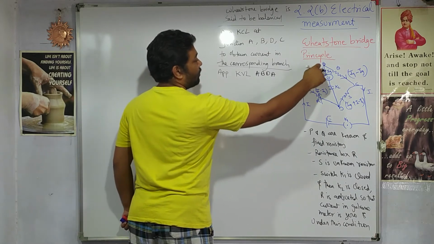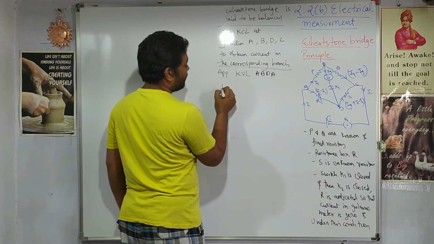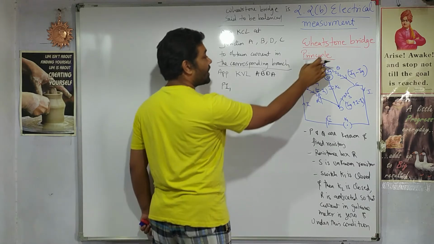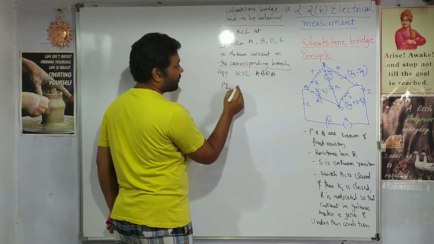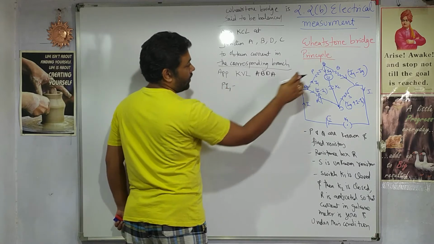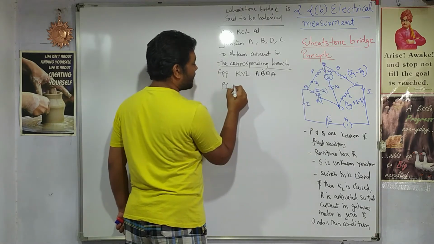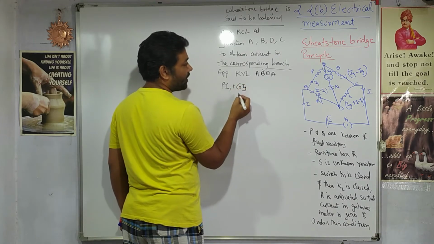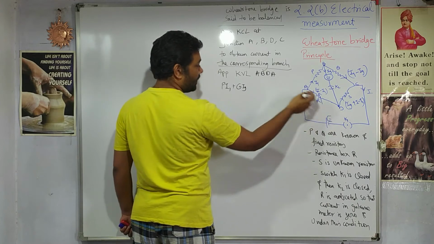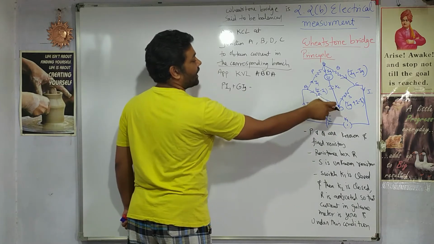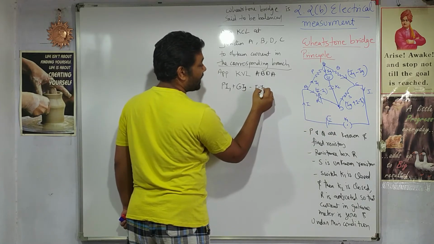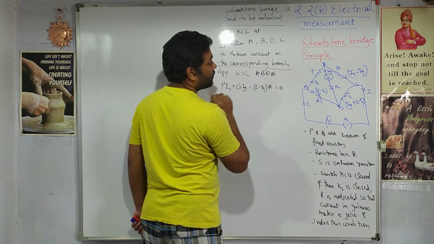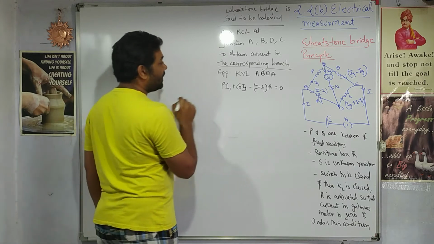So applying KVL to A, B, D, A, the potential drop will be P into I1. The resistance P into I1, potential drop moving in the direction of the current, so it is positive. Then here the current in the galvanometer is Ig, and the galvanometer resistance, let us say, is G. Then from D we move in the reverse direction, so it will be minus I minus I1 into R, equal to 0. This is for A, B, D, A.